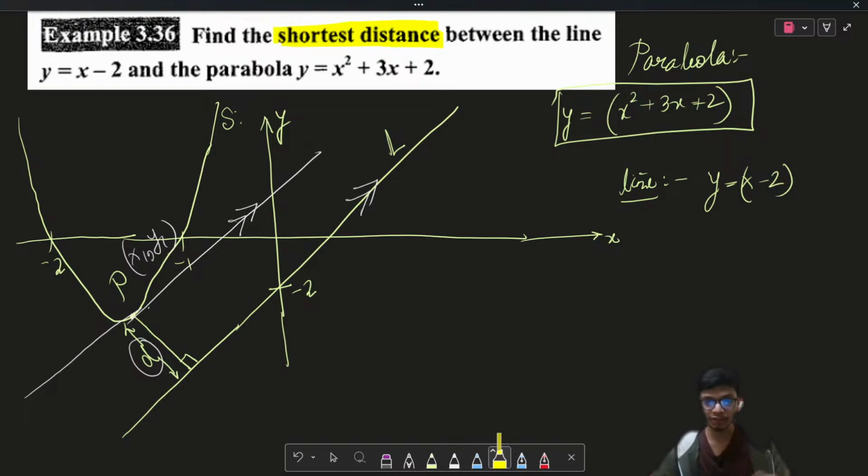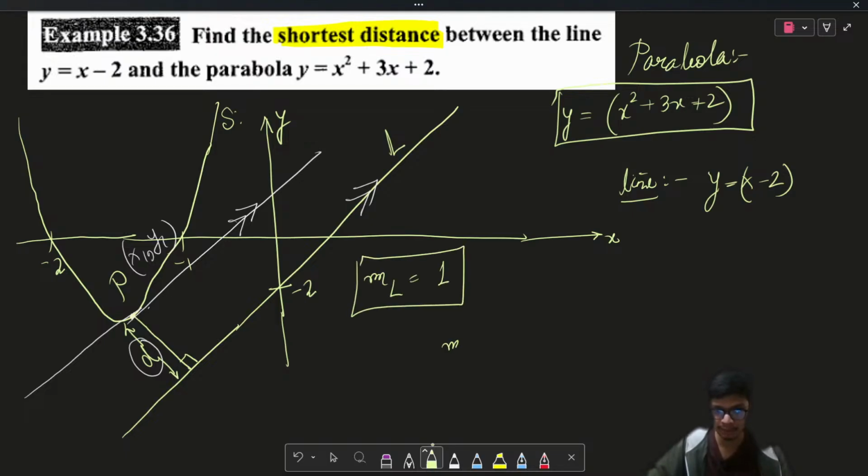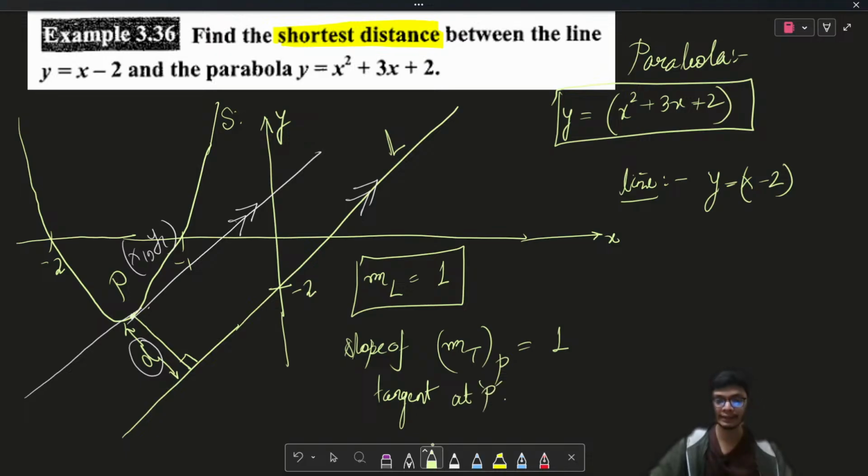So in this manner, you can easily utilize this and solve it very quickly, because the slope of this line is basically equal to 1. This means the slope of the tangent at point P should also be equal to 1, right? So the slope of the tangent at point P should also be equal to 1, right?